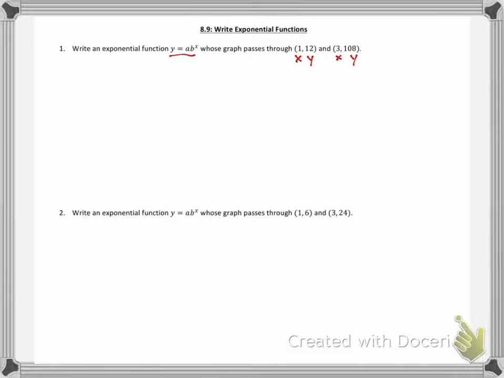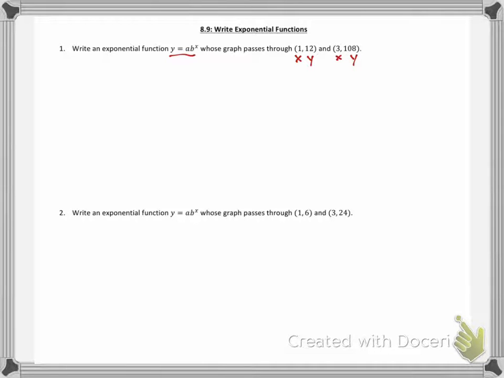So let's talk about how we get that here. So you'll notice it doesn't matter if you pull (1, 12) or (3, 108). You have x and y. But the thing is, that means there are two variables that you need to find. So ultimately, we're going to have to get a little creative here and figure out, well, we can't find two variables at once. What do we do?